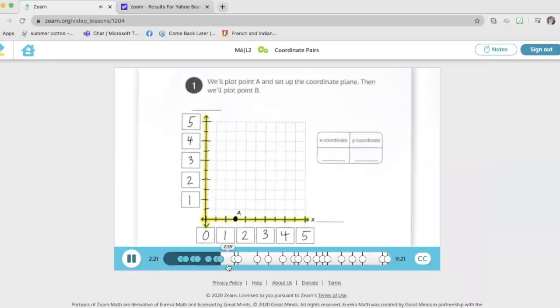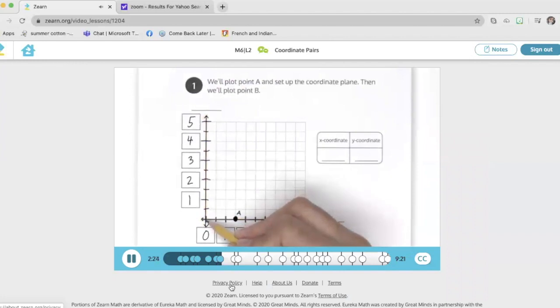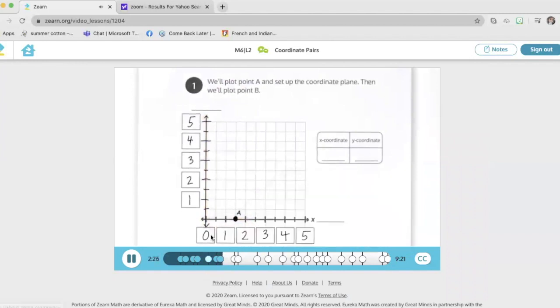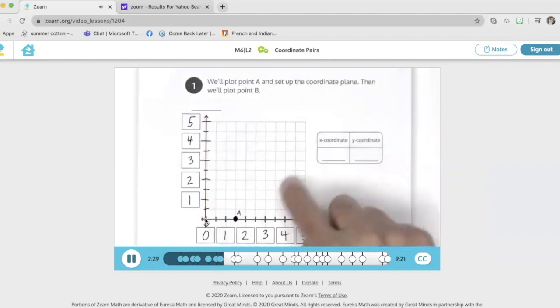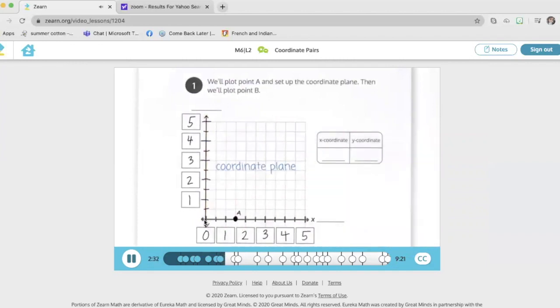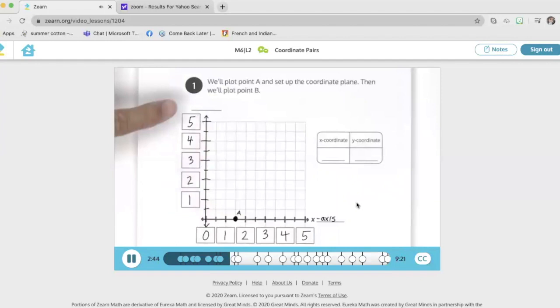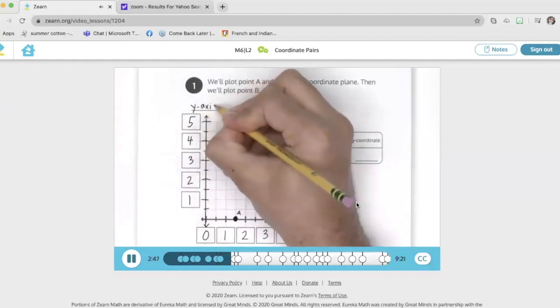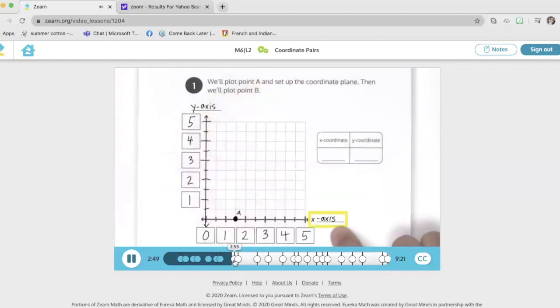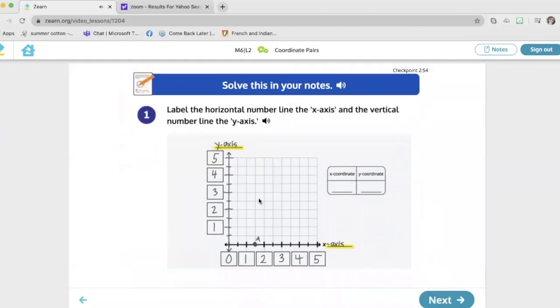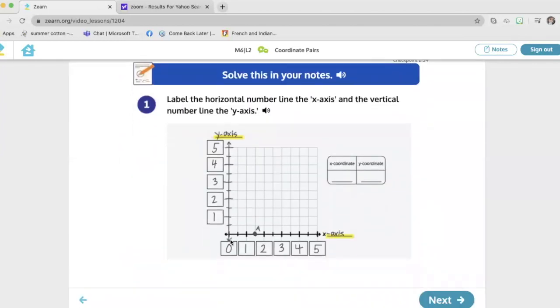We have 2 perpendicular number lines that intersect at the origin. Now we can describe the location of any point in this area called the coordinate plane. We call the horizontal number line the x-axis, so I'll write that here. We call the vertical number line the y-axis, so I'll write that here. Your turn. Label the x-axis. Okay, we're going to speed through him talking. So the x-axis goes here, and this is our y-axis.